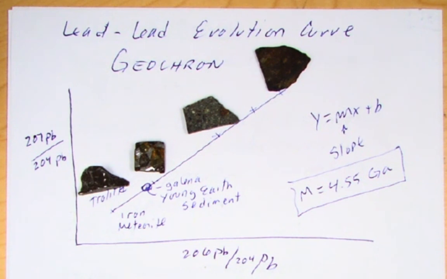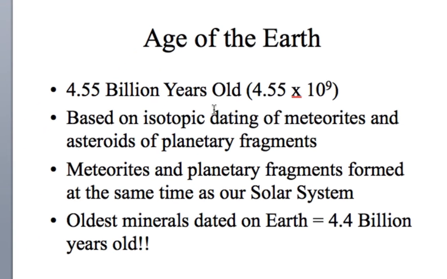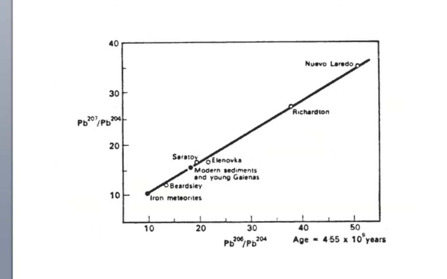And if we look at the PowerPoint here, we got this slope of the line based on isotopic dating of meteorites and asteroids, which are planetary fragments. And meteorites and planetary fragments form at the same time as our solar system. So the age of Earth is the same age as Mars, same age as Jupiter, same age as Mercury, same age as Venus. They're all the same, and when we do this, we get an age of about 4.55 billion years.